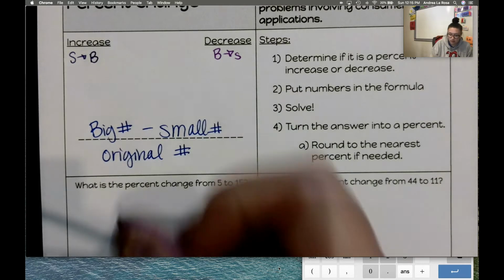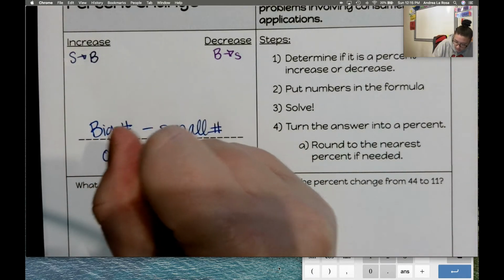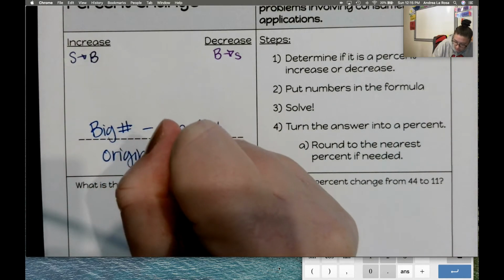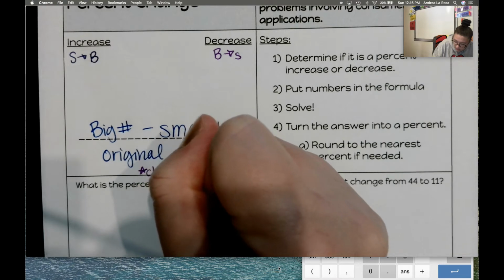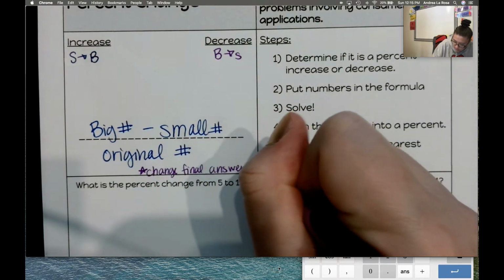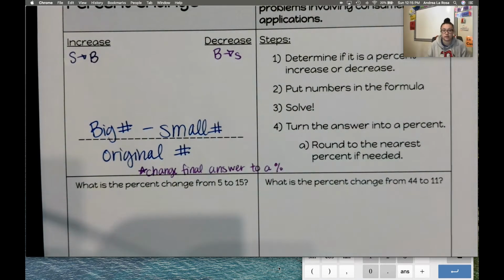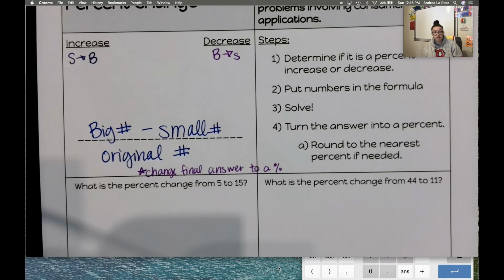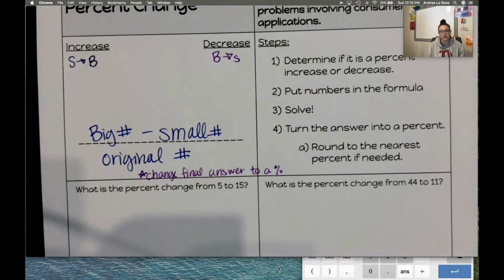But you need to change your final answer to a percent. So we're going to have to move that decimal point, not to the left, that turns it to a decimal. We're going to have to move it to the right, because we're trying to change it into a percent.